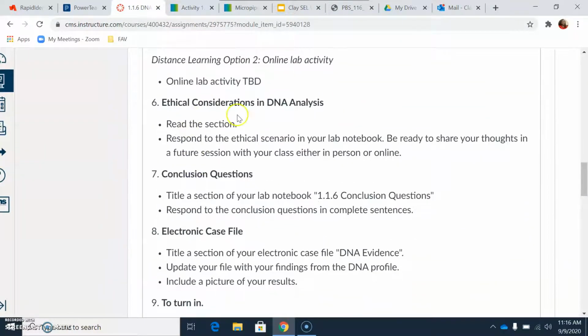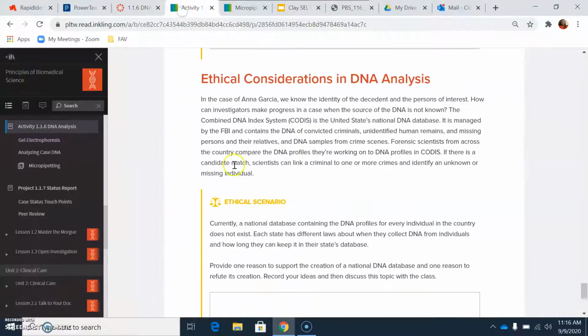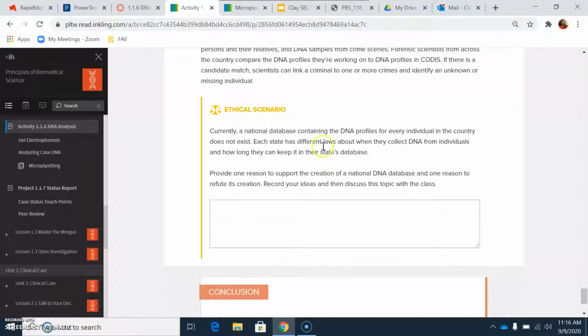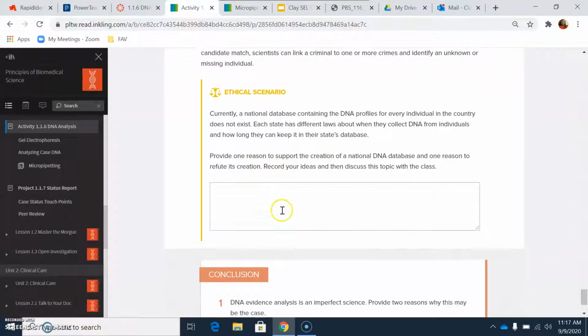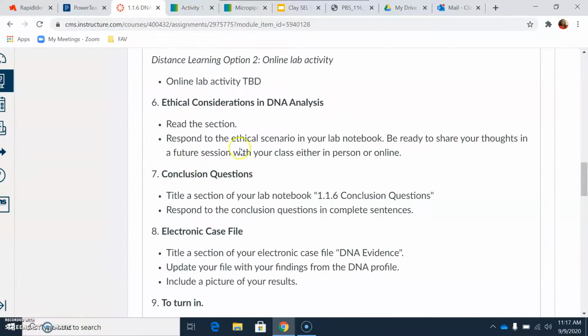So when you get down to ethical considerations in DNA analysis, you're going to read the section and respond to the ethical scenario in your notebook. So you're reading this entire section and you're going to respond to this ethical scenario. So currently a national database containing the DNA profiles for every individual in the country does not exist. Each state has different laws about when they collect DNA from individuals and how long they can keep it in their state's database. Provide one reason to support the creation of a national DNA database and one reason to refute its creation. Record your ideas and then discuss the topic. So that's what you're doing for step 6.